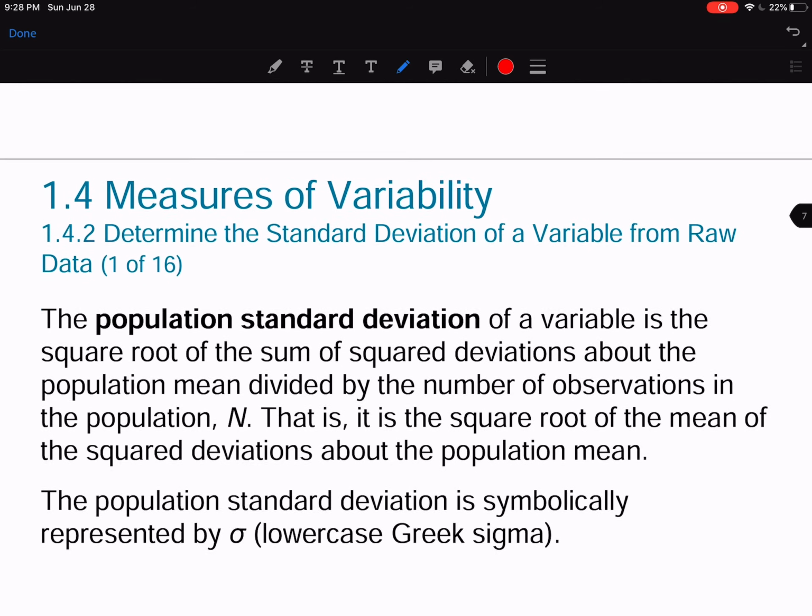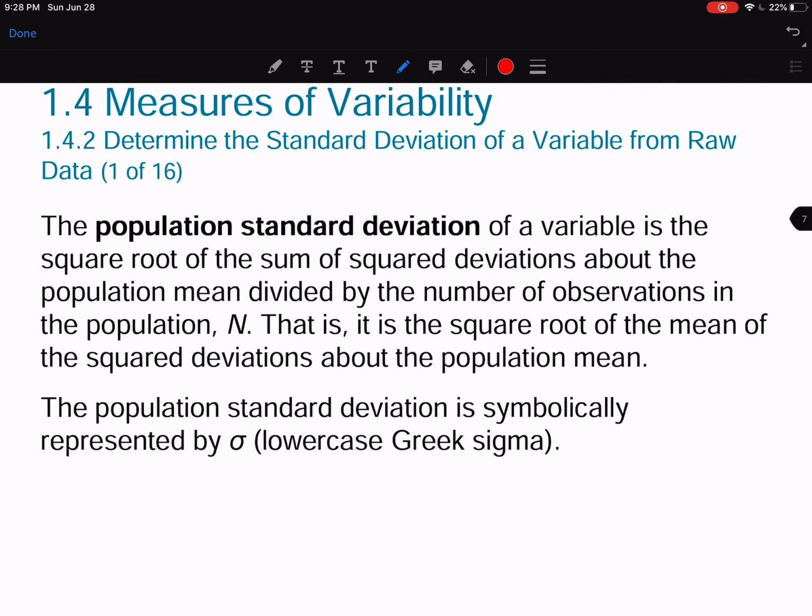And then after that, let's take a look at a new definition. It's called the population standard deviation. Since we have the word population over here, of course, the population standard deviation is a parameter. Okay. Now let's take a look at the definition. The population standard deviation of a variable is the square root of the sum of squared deviations about the population mean divided by the number of observations in the population, capital N. That is, it is the square root of the mean of squared deviations about the population mean.